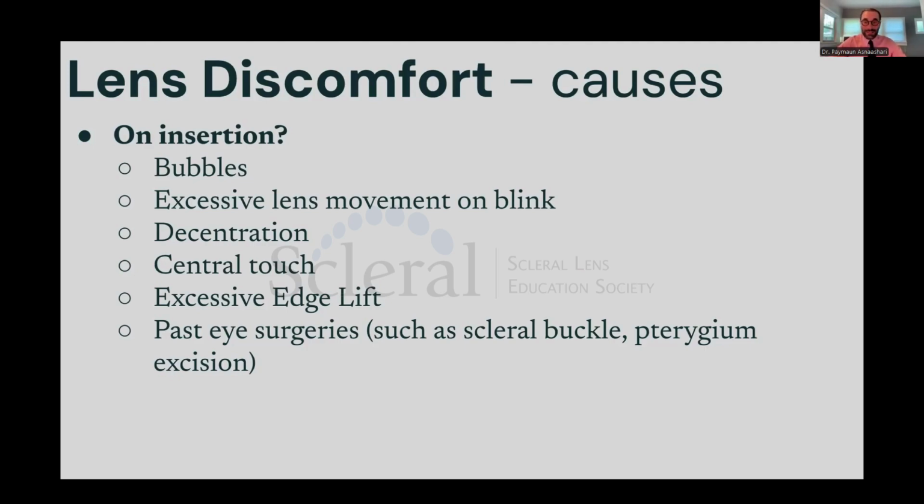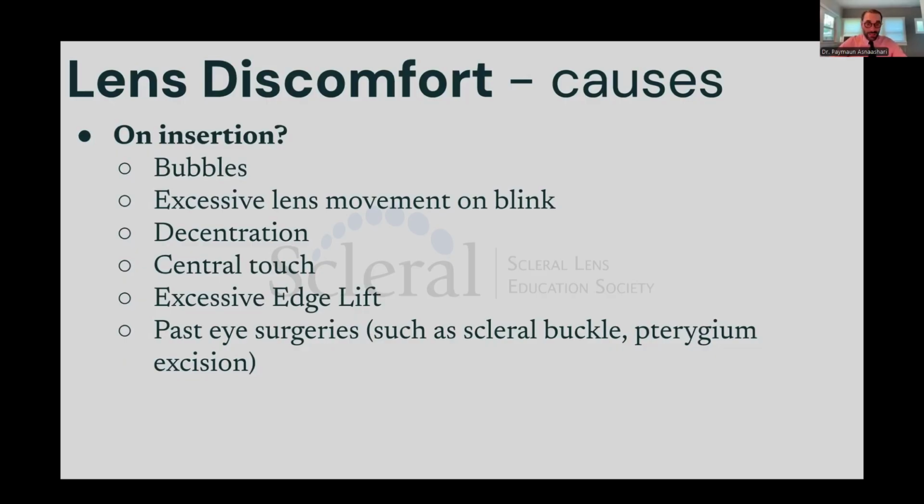Also, if you put these lenses on and they're not centered and they're off the eye, that'll cause immediate discomfort. It could also be that there is complete touch. If you grab the lens with an inappropriate sag height and there's complete touch, there's going to be frictional forces, so it could induce some discomfort right away. It could also be due to excessive edge lift. The landing zone of scleral lenses could have too much edge lift, and it could cause the lids to rub against it as they're blinking. So that could be a reason for immediate discomfort on insertion.